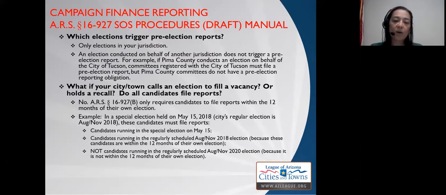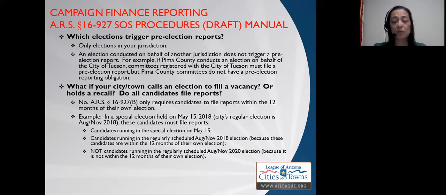What if your city or town calls an election to fill a vacancy or hold a recall? Which candidates file reports? So not all, right? Again, the statute only requires candidates to file reports within 12 months of their own election. So for example, let's say some of you are having a special election, maybe it's a recall or something like that, that's happening next week, May 15th. And your regular election is actually August, November of this year. So the candidates that would have to file reports are those that are running in the special election on May 15th, because they're candidates in that race.